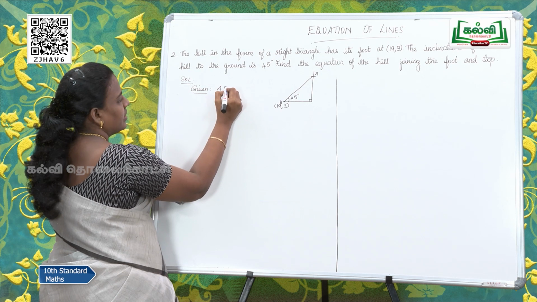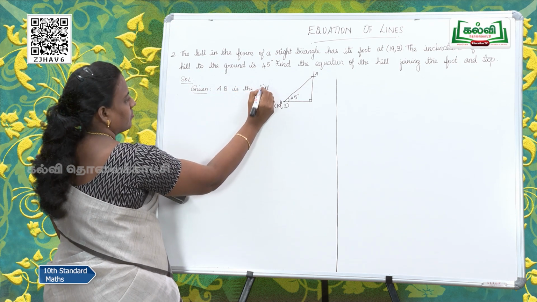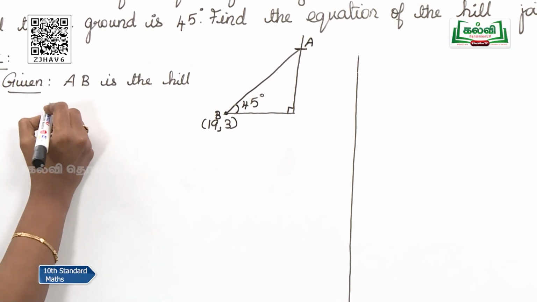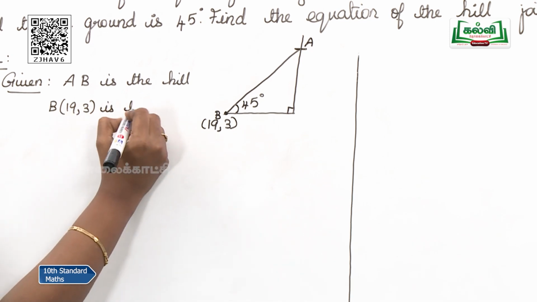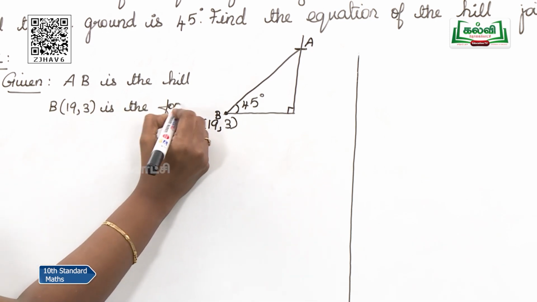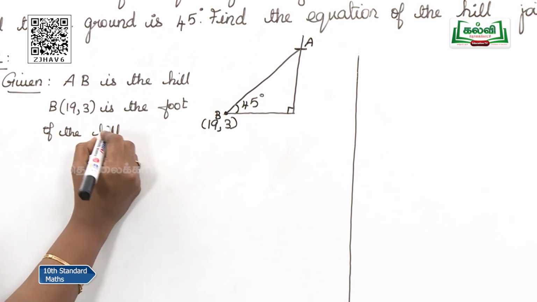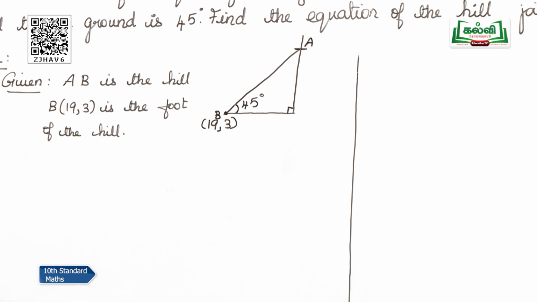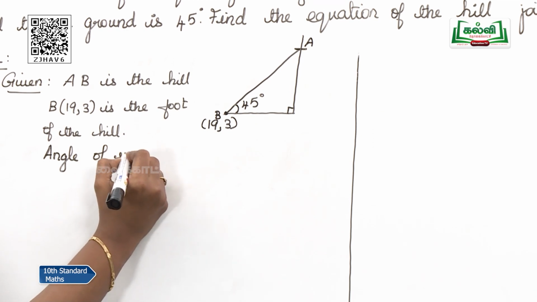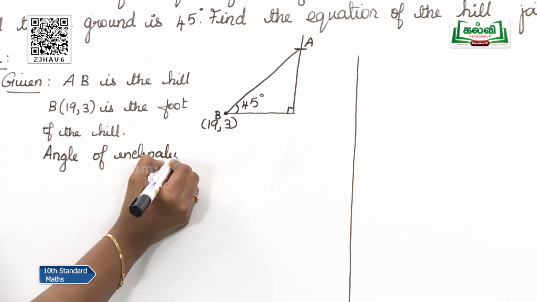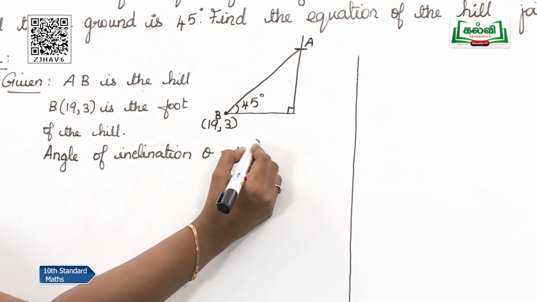So I will write AB is the hill, B is (19, 3), the foot of the hill. Now what is the angle of inclination? The angle of inclination theta is given as 45 degrees.